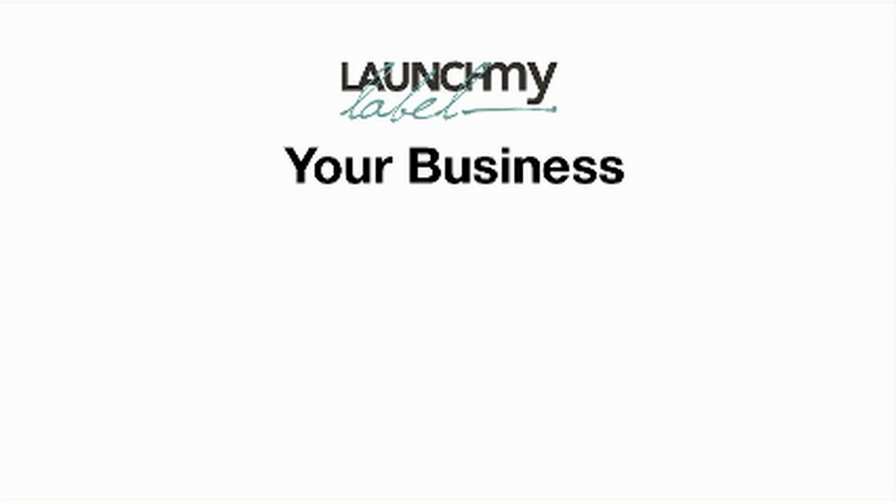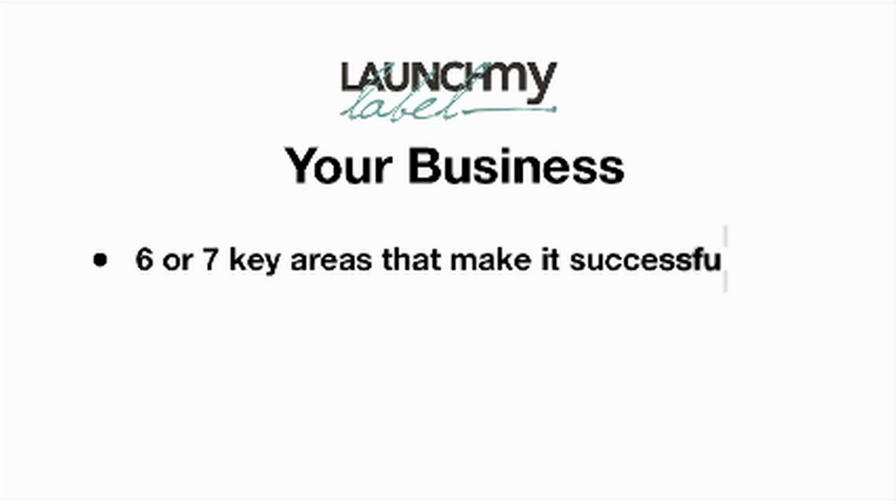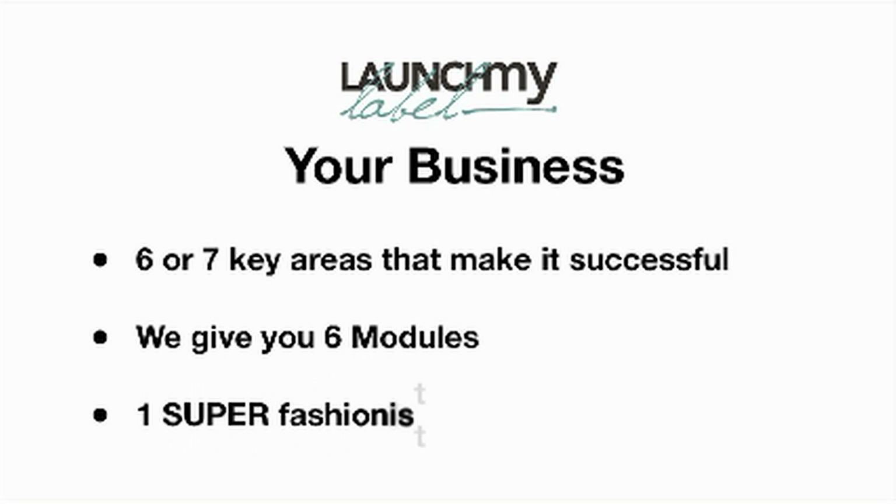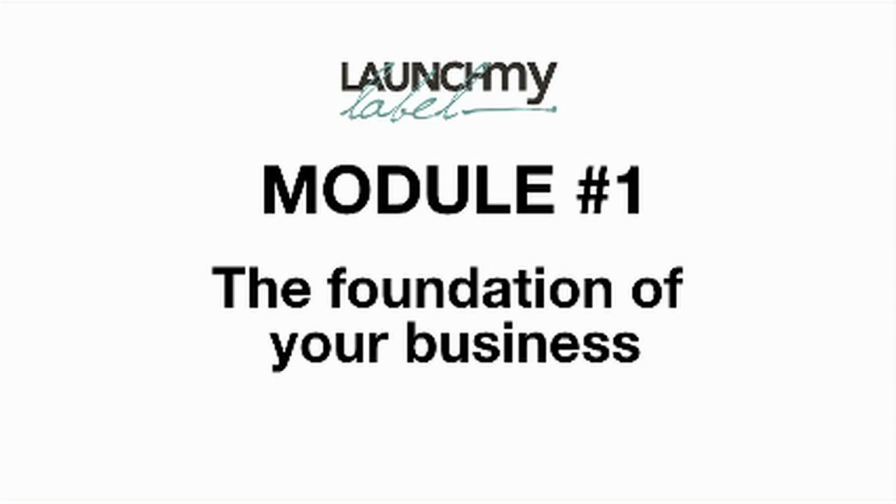Let's get into it. If you break down your business, there's 6 or 7 key areas that really make it successful. That's why the Fashion Label Accelerator system has been broken down into 6 modules, with one super fashionista bonus at the end. More on that soon. But firstly, Module 1, the foundation of your business. This is where all the legal stuff takes place. We get this out of the way first so we can get on with all the fun stuff.